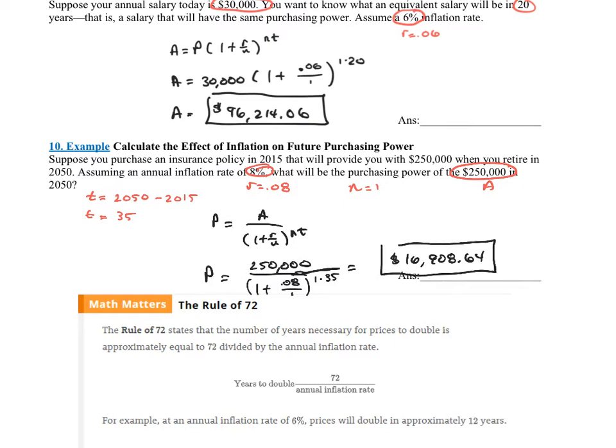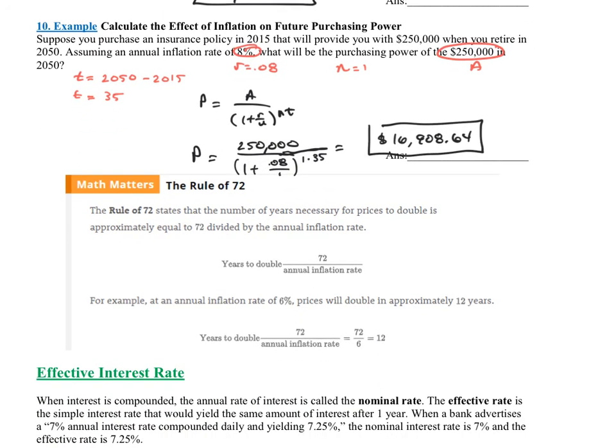I'm getting $16,908.64. So right now you should pay approximately $17,000 for an insurance policy that would give you $250,000 when you retire. Again, this is quite ridiculous inflation rates. This isn't realistic, but it is giving you an idea that $250,000 today is not worth $250,000 in 2050, and vice versa. So there is something called the rule of 72.